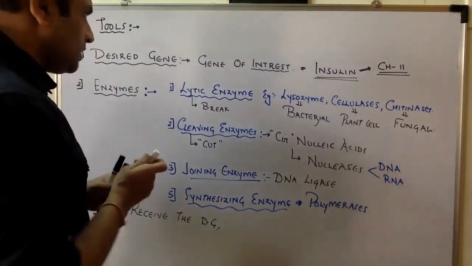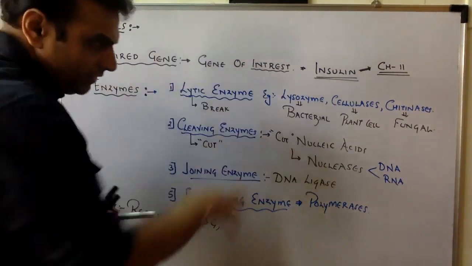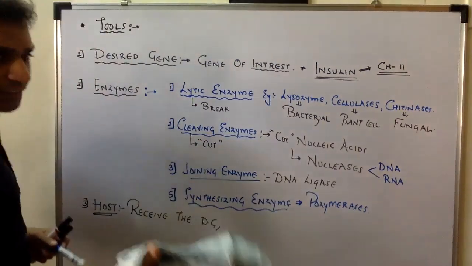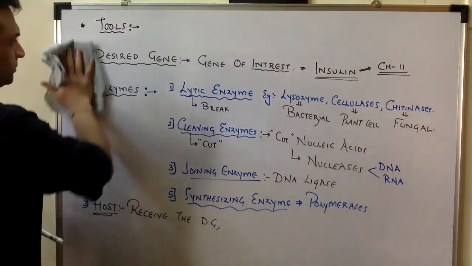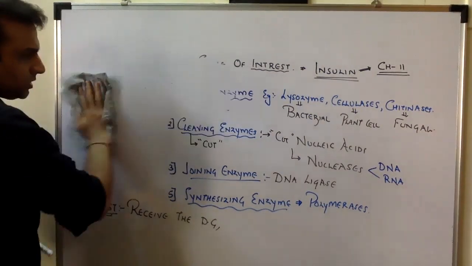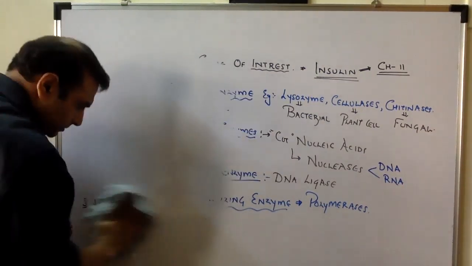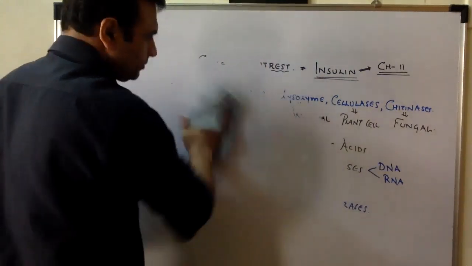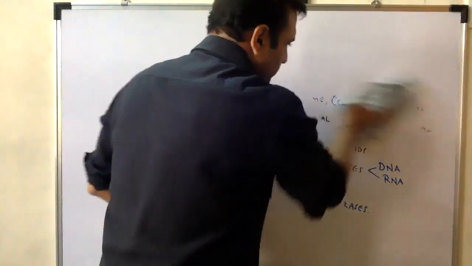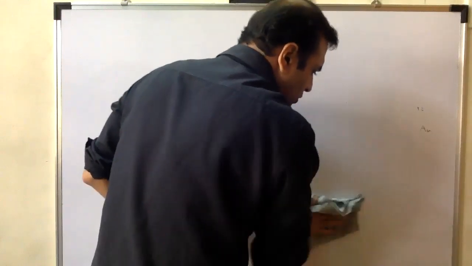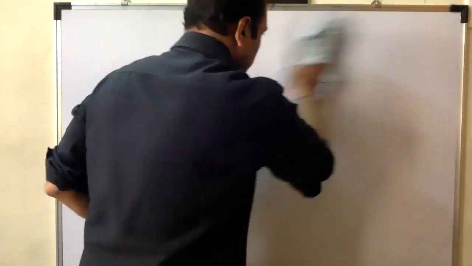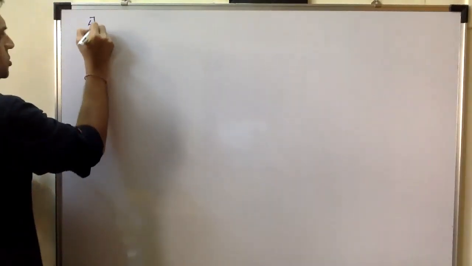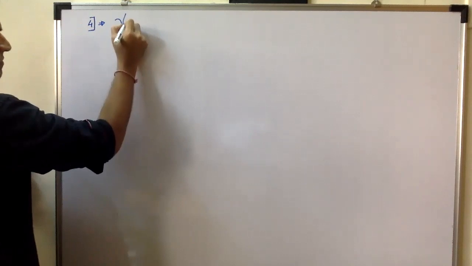Now, there is one important tool. I will erase it, because I need to explain that in very detail, and we will definitely be dealing with that in detail later on. Now, listen. My fourth tool is very, very important, and that fourth tool is called vector. So my fourth tool of genetic engineering is called vector.